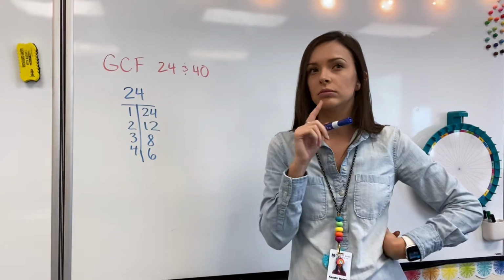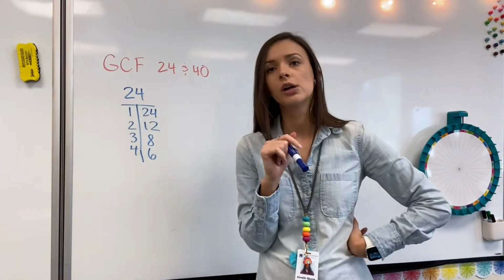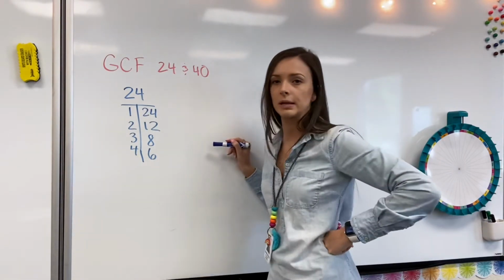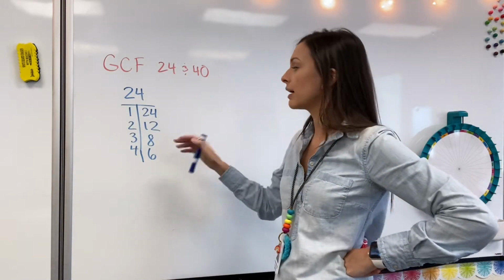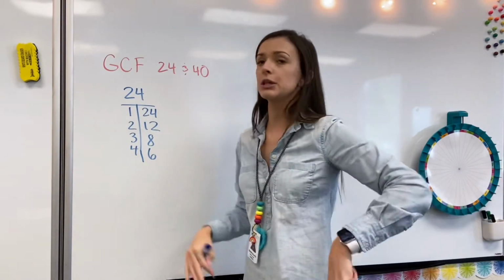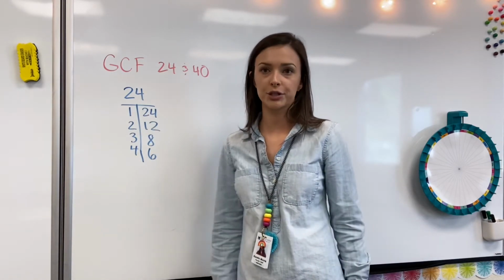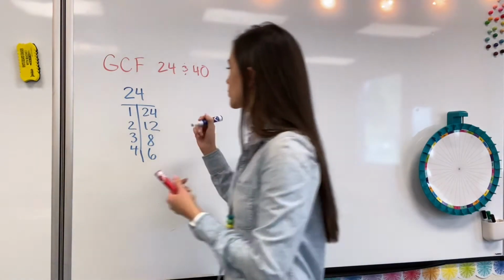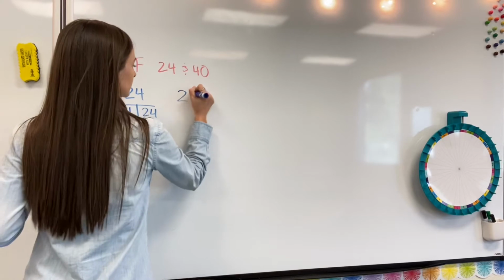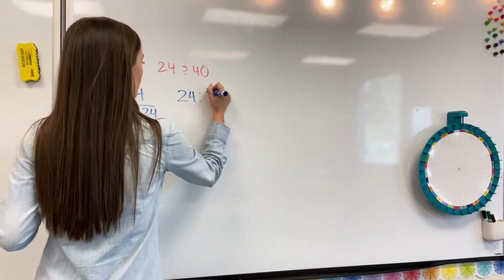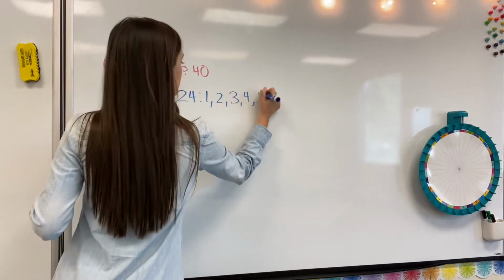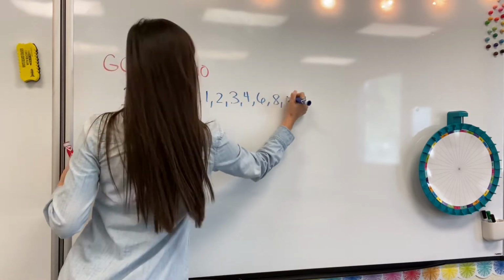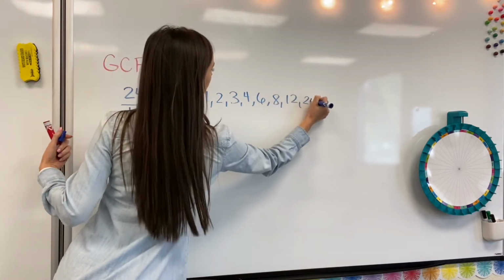6? Yes, I could do 6 times 4. What are you noticing about the number 6 on here? Yeah, it's already there. So when you have factors that are already there, that means you're finished. You found all of your factor pairs. So the factors of 24 are 1, 2, 3, 4, 6, 8, 12, and 24.